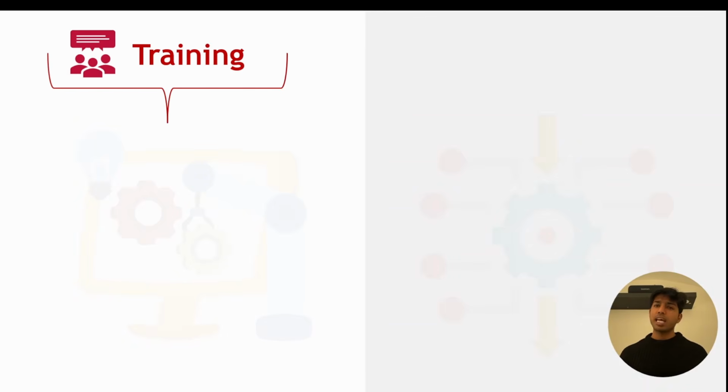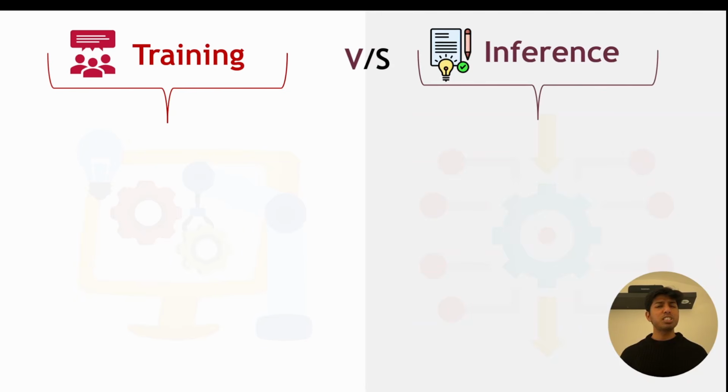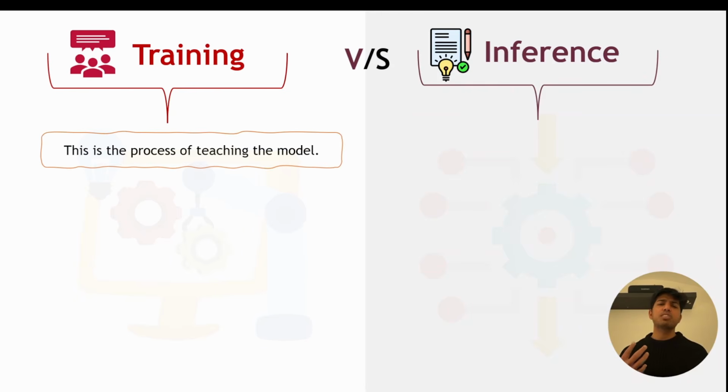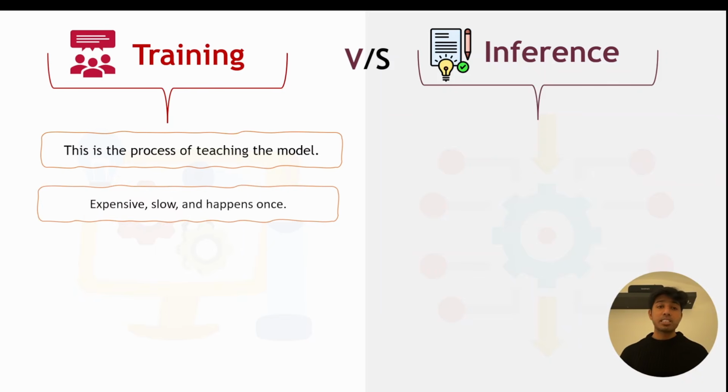Before we actually move on, we need to understand two main terms. One is training, and the other one is inference. Now, what is training? Training is the process of teaching the model. When you teach a model, that's nothing but training, right? That's what we learn. Now, this training is very expensive, slow, and happens once.